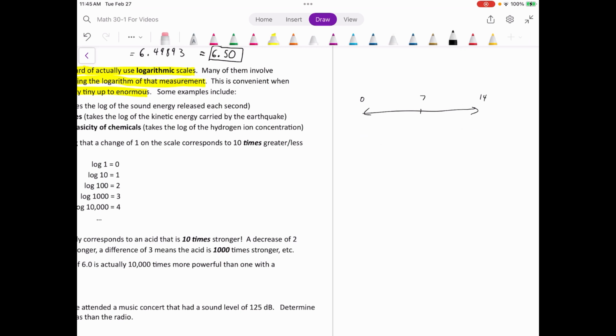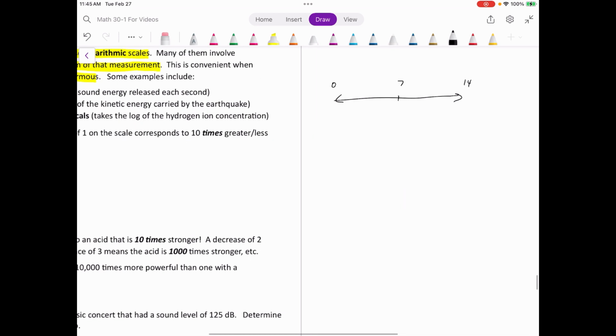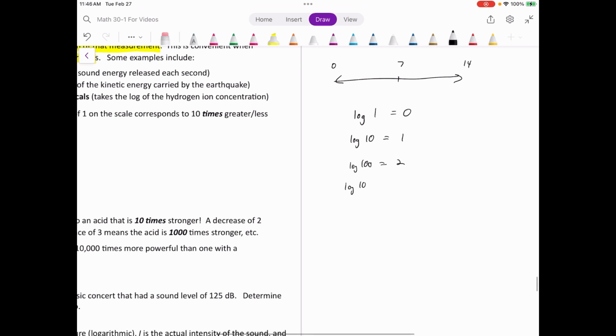So why do logs let us measure a huge range of values in a more convenient way? Well, think about this. What's log of 1? It's 0. Log of 10 is 1. Log of 100 is 2, right? 10 to the power of 2 equals 100. Log of 1,000 is 3. Let's jump up now: log of 1 billion is 9.